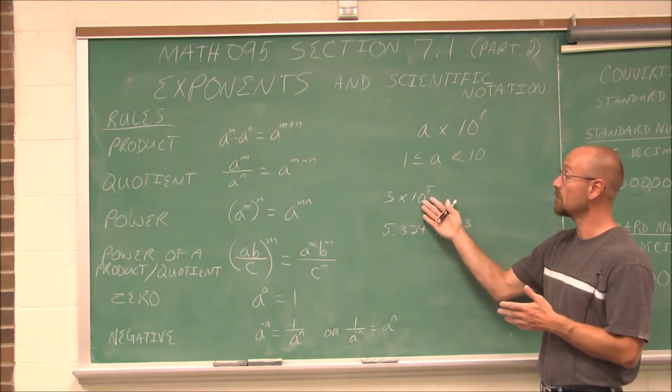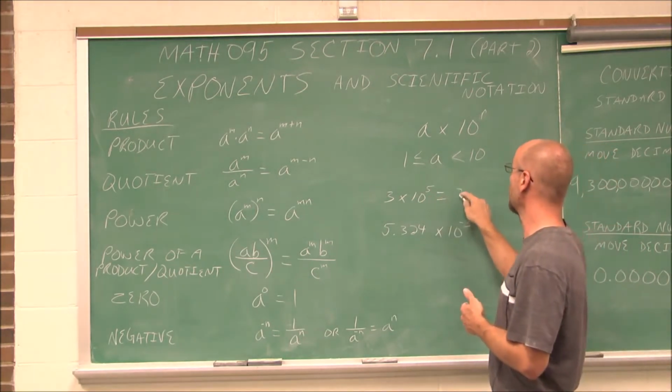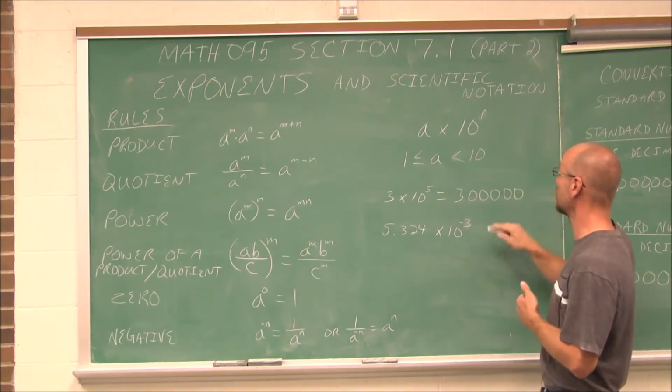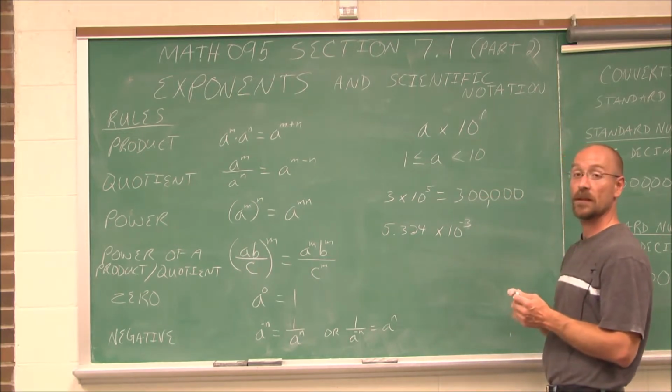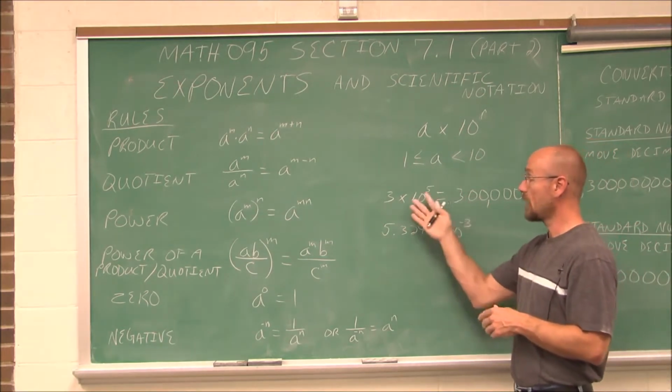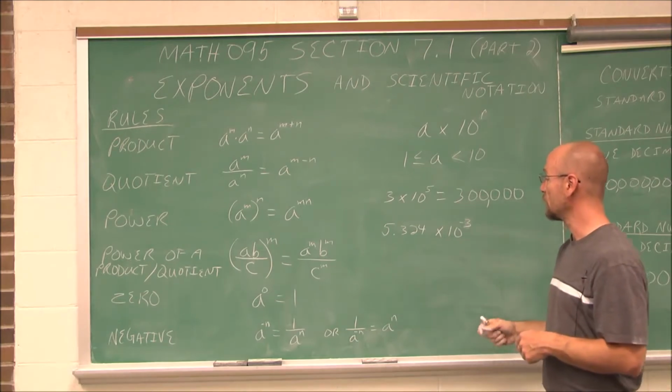This is a big number. If we write it out in standard form, we'd have 3 with 5 zeros, which is 300,000, a relatively large number. And we'll actually work on how to convert from one to the other and back and forth.